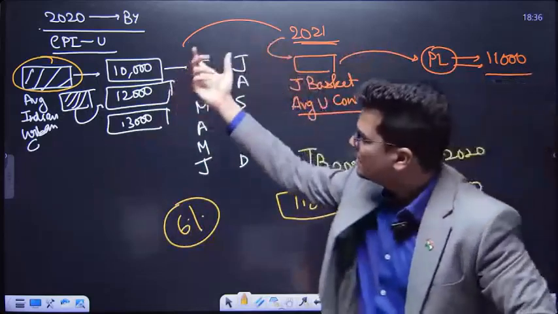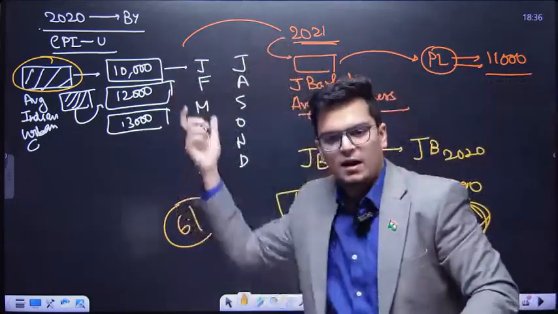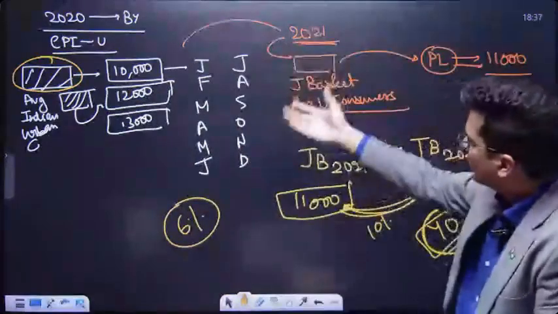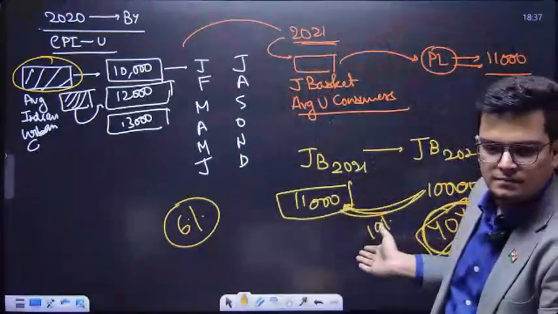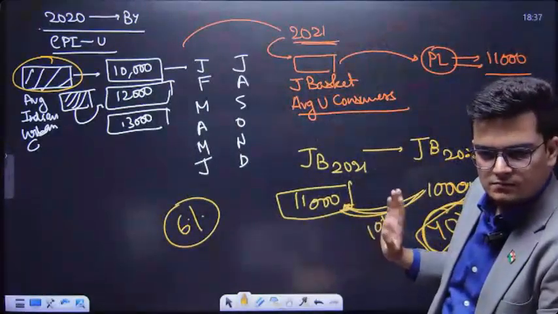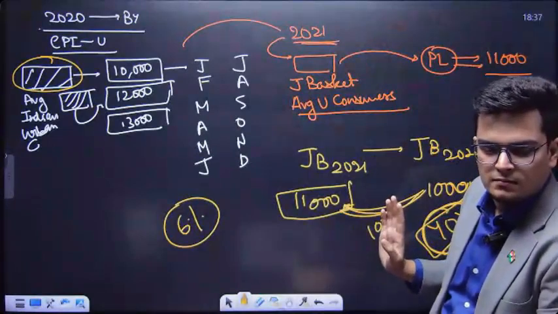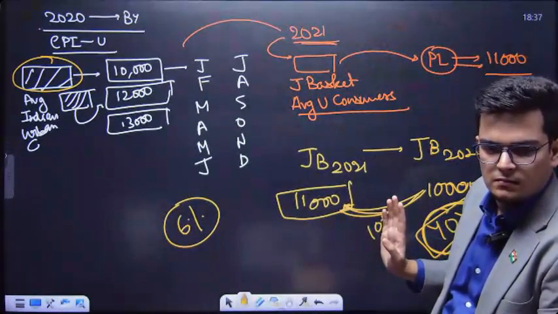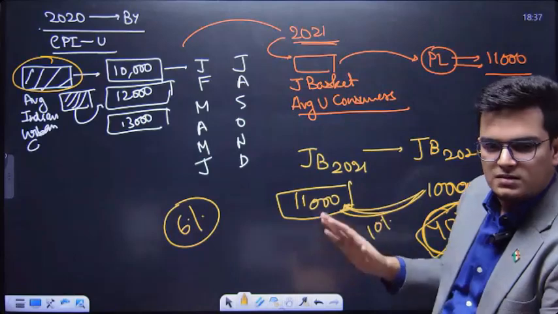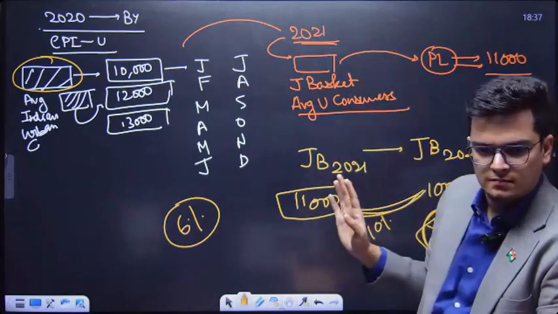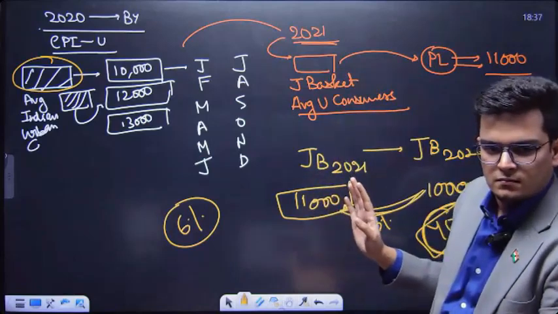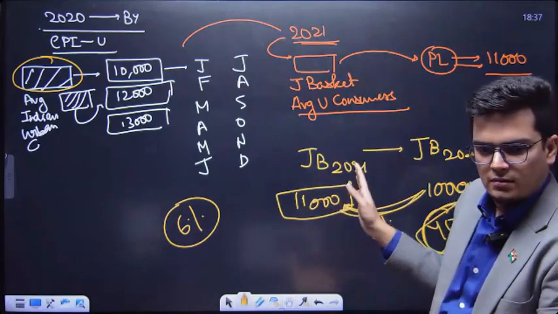ये बात समझ आई मैं क्या कर रहा हूं? वही बास्केट मैंने जनवरी फरवरी इन सब की अलग अलग बनाई, अलग अलग प्राइसेस लिए, और अब मैंने कंपेयर कर लिया. समझ आ गई बात? This is how inflation is measured. Got it?